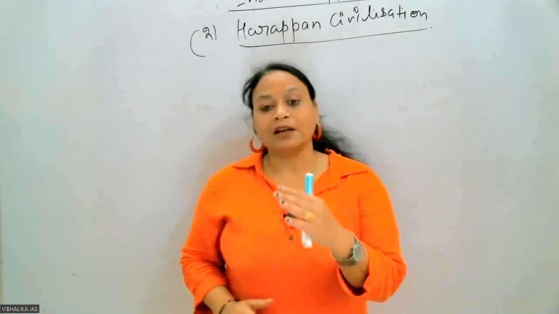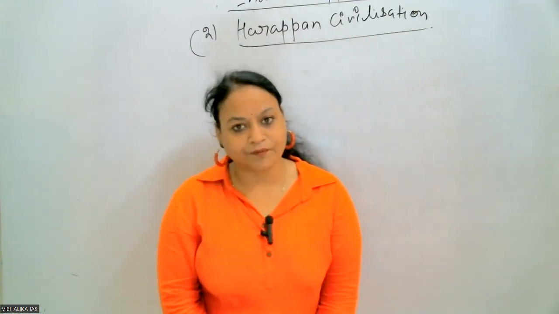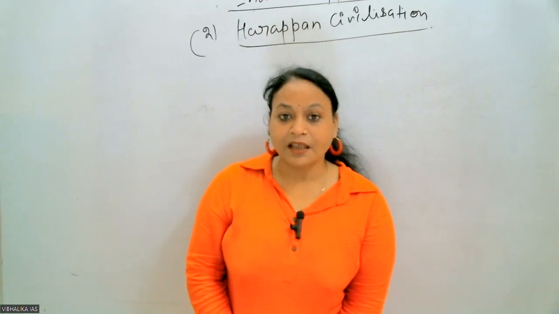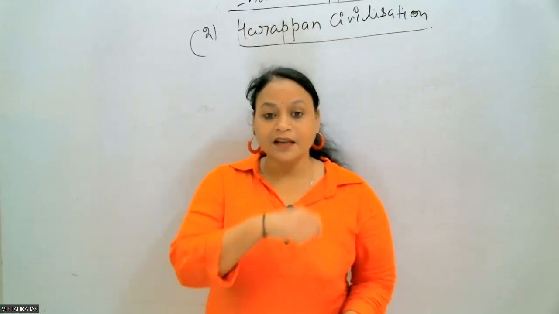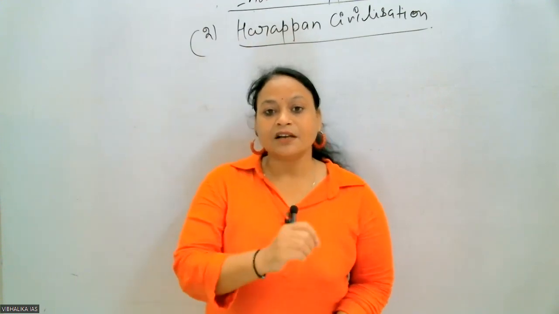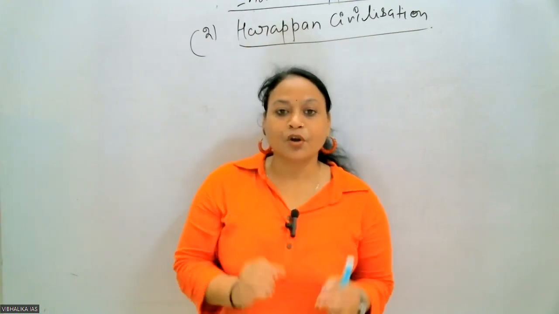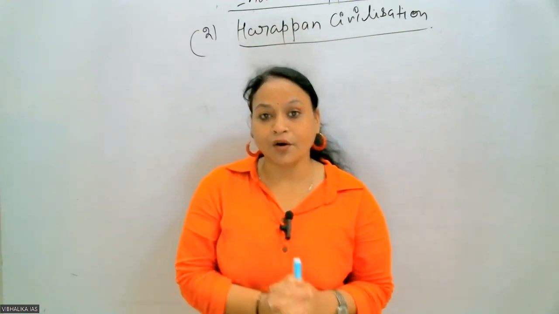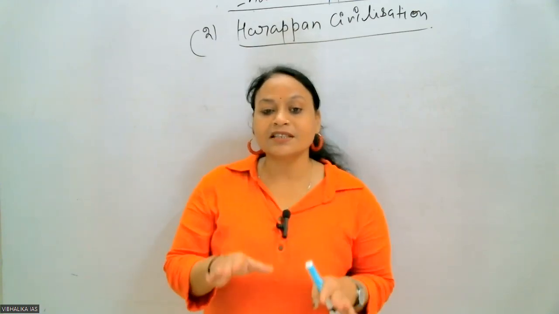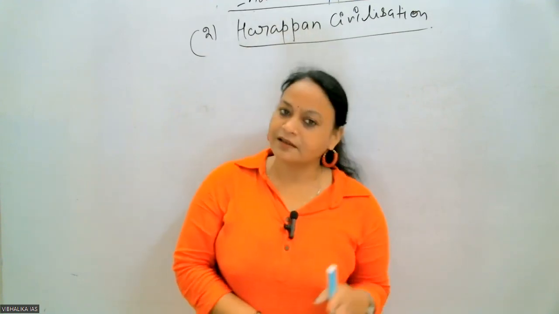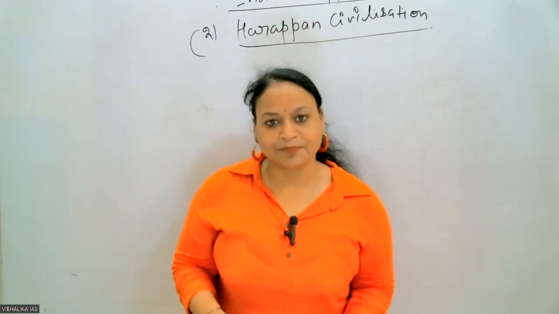So finally, let's come to the final answer: what is the appropriate name of this civilization? Students, if they ask this question, what is the appropriate name of this civilization? Option A, Indus Valley civilization. Option two, Bronze Age. Option three, Harappan civilization. Or option four, none of these. Your answer is Harappan civilization. This name is finally accepted by the historians. So I think the concept is clear.